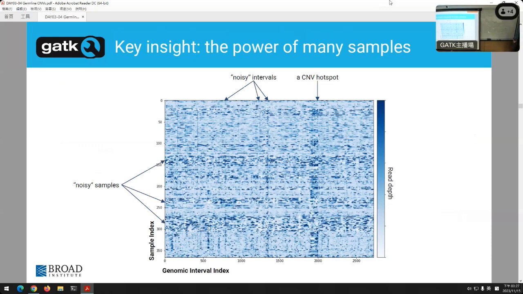And maybe we find that the samples are on the y-axis. Some samples have more variation in copy number. Maybe those are just messy samples. Some genomic intervals have more variation in copy number than others. Maybe those are also just messy intervals. Or maybe some of those intervals are true recurrent CNV hotspots where copy number variation is common in the population. So with many samples altogether, we can start to learn those patterns.